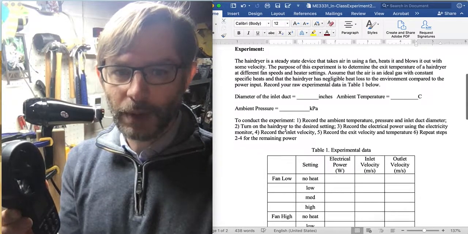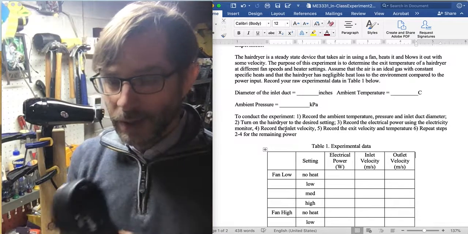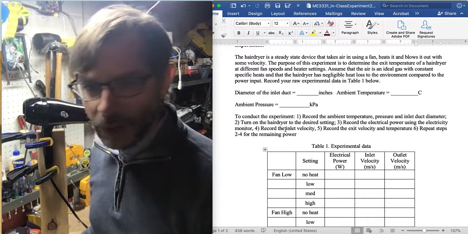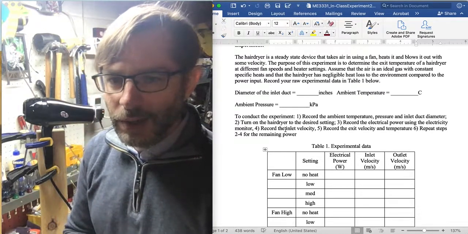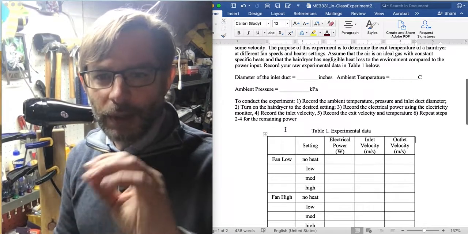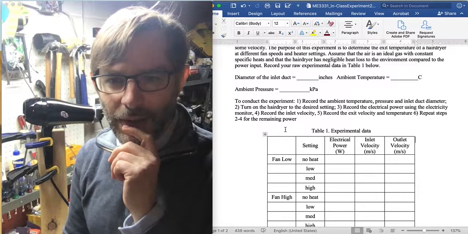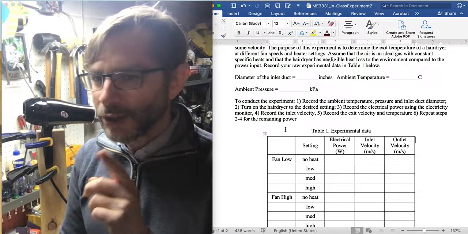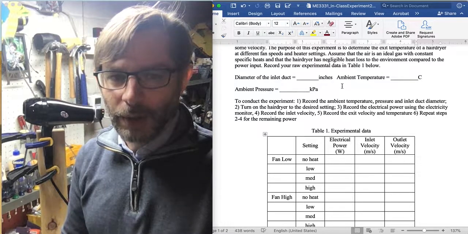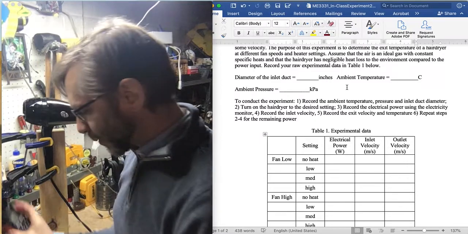Now the idea is to solve for the exit temperature, knowing the power, the velocity, and some air properties that we know already. So you might wonder, what do we know? The things that we're going to need to know for this problem are here on the assignment sheet. We need to know the diameter of the inlet duct. You might wonder why, but if you remember how to solve for mass flow, you know that we need the area of the inlet duct. So we need the diameter, which we'll measure in a second, and the ambient temperature, which, as I said, is being measured by my little device here.